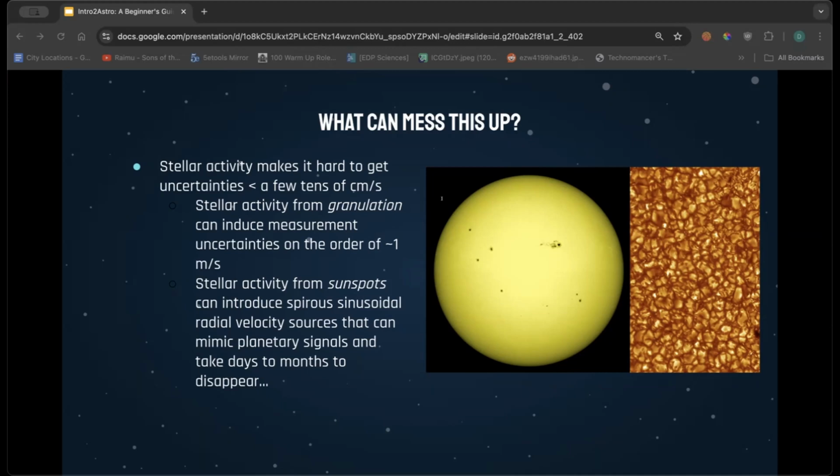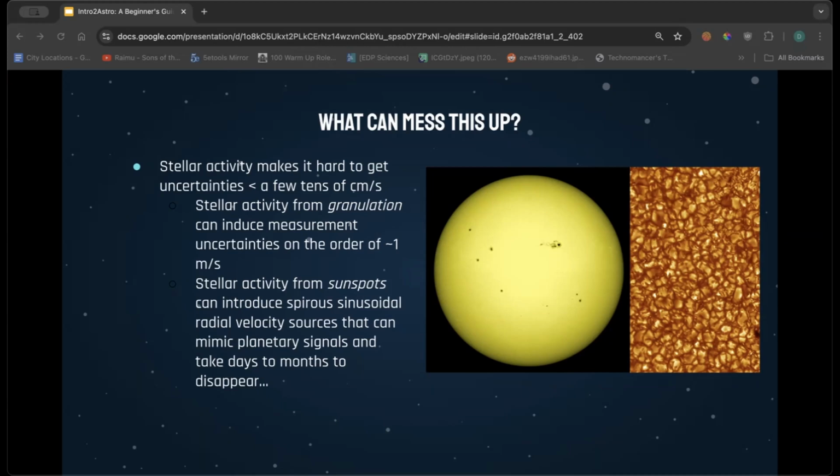So stellar activity just refers to the various processes going on in the star that can cause either spurious measurements or imprecise measurements. There are a few different forms that they can take, but generally there are two different ways they can mess up your measurements. First off is stellar activity from what's called granulation. Granulation refers to all the paths of plasma that occur in the star and bring material up to the surface of the star and away from the surface of the star.